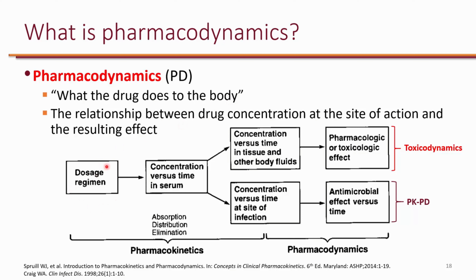Once a drug is given to a patient, the body will handle the drug. So there will be absorption, distribution, and elimination. These are the pharmacokinetic properties. Then there will be concentration in the body fluids and also at the site of infection. At the site of infection is when you want the drug to do something to the pathogens. That will be the pharmacodynamic outcomes, which we refer to as PKPD. And of course, there are things that antibiotics do to the body, referred to as toxicodynamics. These are the things that we don't want antibiotics to do to the body.